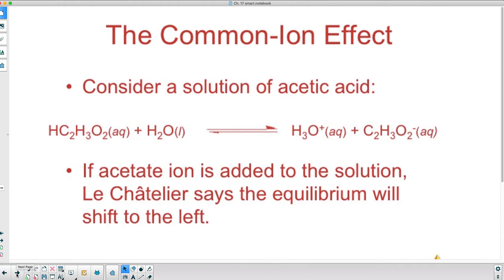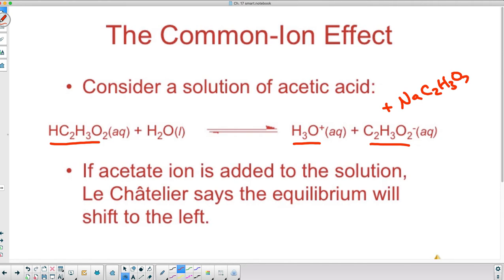So take a look at this. Consider the fact that we have a solution of acetic acid. Acetic acid, you guys know, is HC2H3O2, and on the other side, a very little bit we get is the hydronium ion, which is the acid part, and acetate. If acetate ion is added to the solution, as in there's already a little bit of acetate in the solution, but we add more in the form of sodium acetate, like this, then you see what happens.